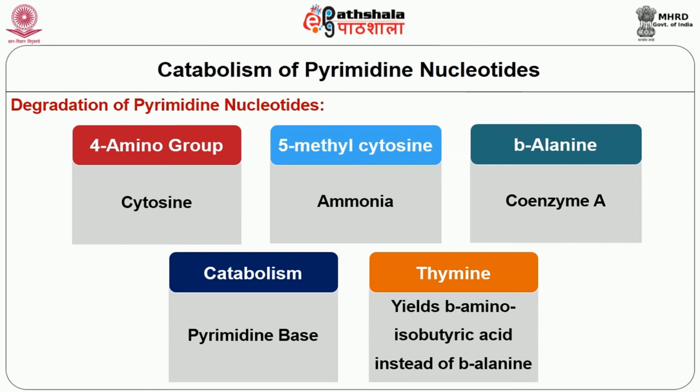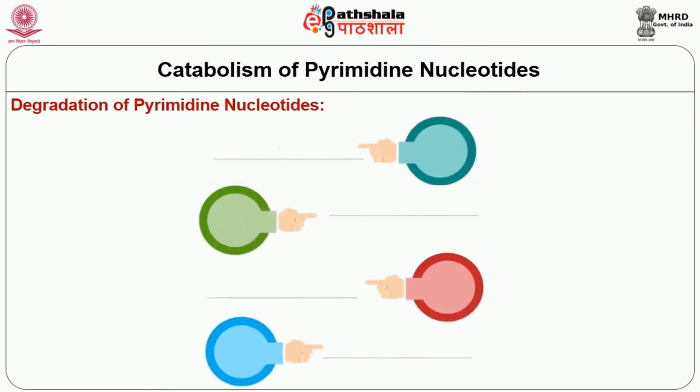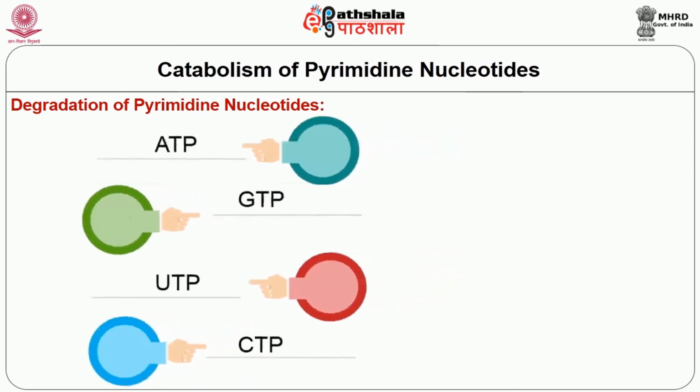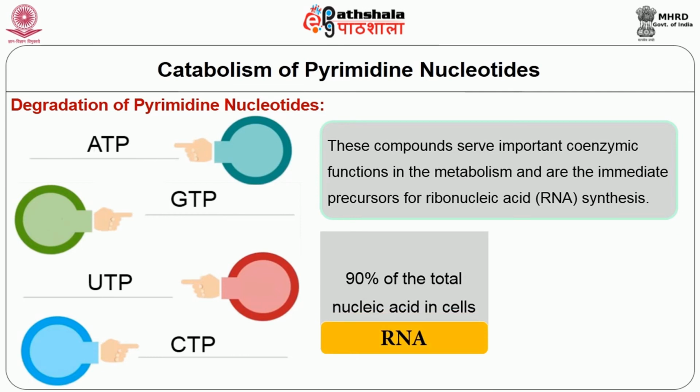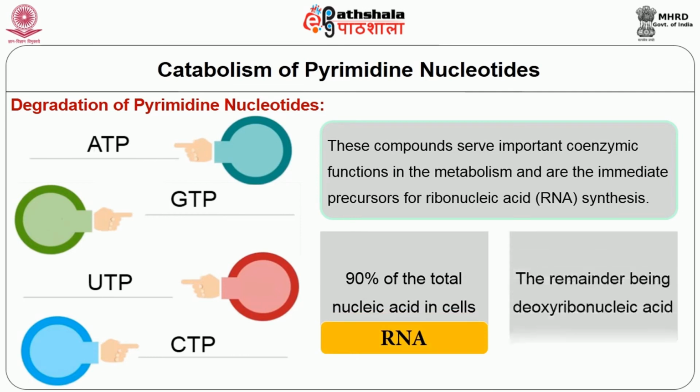Catabolism of the pyrimidine base thymine or 5-methyl uracil yields beta amino isobutyric acid instead of beta alanine. Pathways presented thus far in this chapter account for the synthesis of the 4 principal ribonucleotides ATP, GTP, UTP and CTP. These compounds serve important coenzymic functions in the metabolism and are the immediate precursors for ribonucleic acids or RNA, and roughly 90% of the entire nucleic acid content in the cell is RNA, with the remainder being deoxyribonucleic acid or DNA.